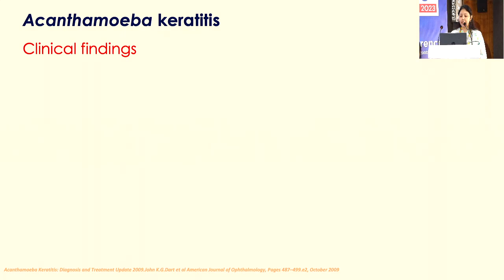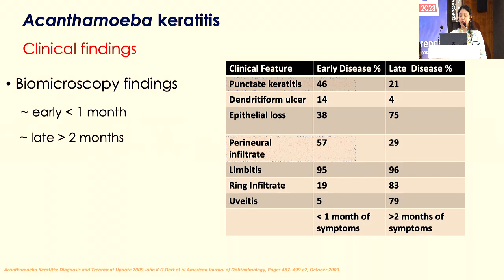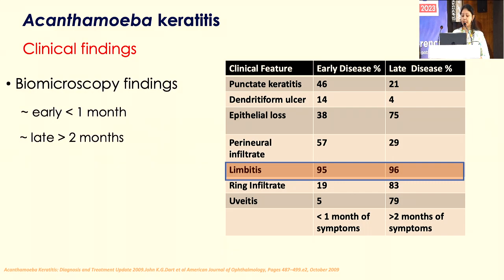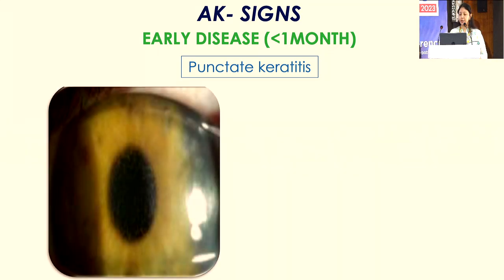Coming to the clinical findings on biomicroscopy, if you have early stage of the disease, you will see much marked punctate keratitis and perineural infiltrates. In the late stage, you see epithelial loss and ring infiltrates. And limbitis, that is peculiar of acanthamoeba keratitis, we can see in all the stages of the disease. So we have some pictures here to remember.